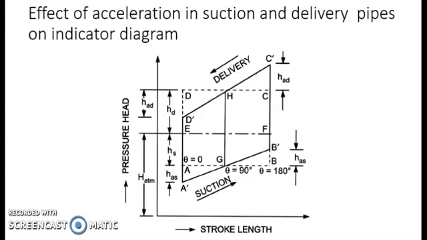Now it is very clear that due to acceleration in suction and delivery pipe, the indicator diagram has changed from ABCD to A'B'C'D'. But the area of indicator diagram ABCD is equal to the area of the indicator diagram A'B'C'D'. And work done by the pump is proportional to the area of indicator diagram. Hence, the work done by the pump on the water remains the same.